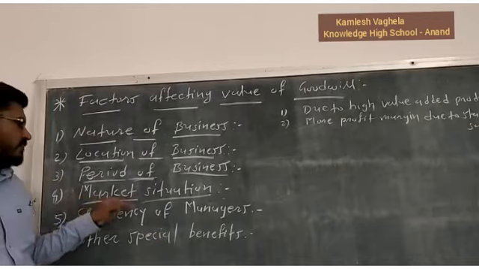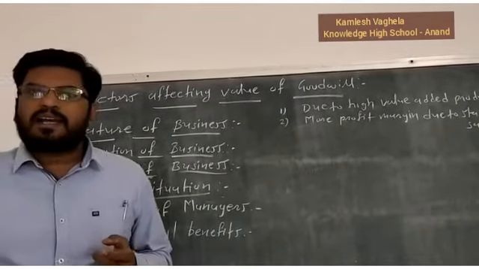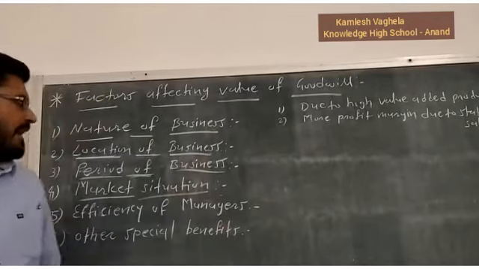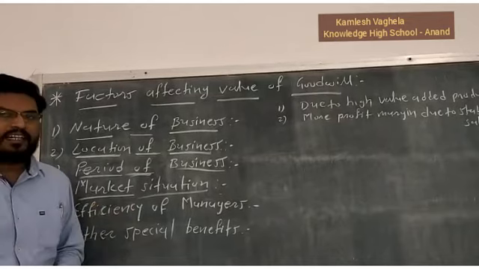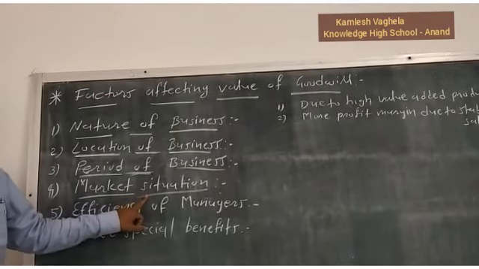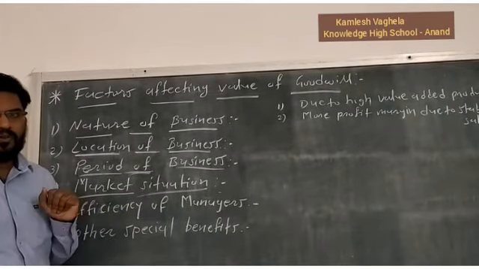But if our market situation is like perfect competition, so in perfect competition, what happens? More number of buyers and more number of sellers, the products are homogeneous, and buyers and sellers are aware about market situation. So here we cannot earn more profit because here there is competition. So market situation of business also affects value of goodwill.